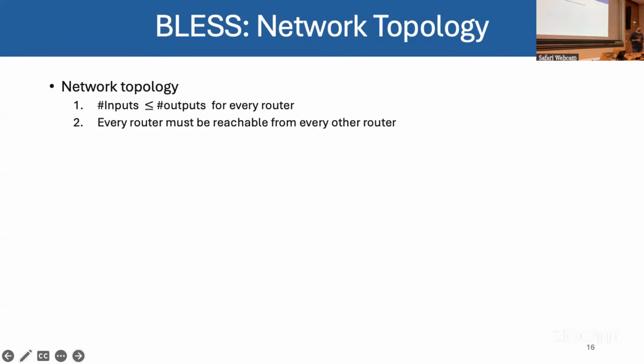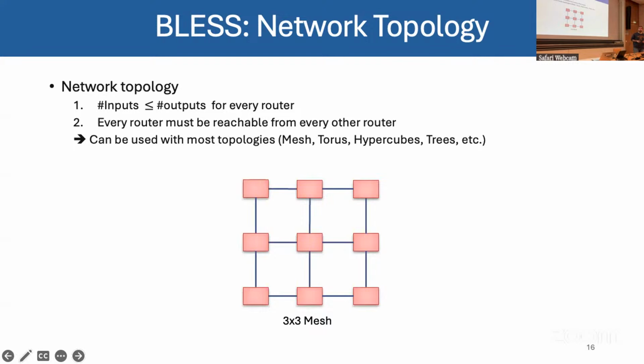I've just said that all incoming FLITs have to be routed to some output port. So that means that for every router, the number of input ports must be smaller or equal to the number of output ports, because otherwise this wouldn't be possible. And every router must also be reachable from each other router, because if we deflect a FLIT, there still must be a path to its destination somehow. But luckily, most topologies actually fulfill these requirements, for example mesh topologies, torus, hypercubes, trees, etc.